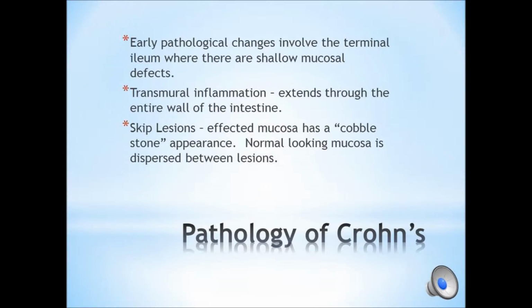Pathology of Crohn's is what's really going to differentiate it from chronic ulcerative colitis, and at the end of the presentation, there will be a compare and contrast between the two. With respect to Crohn's, early pathological changes involve the terminal ileum where there are shallow mucosal defects. There's also transmural inflammation that extends through the entire wall of the intestine. And Crohn's is well known for skip lesions that affect the mucosa and cause it to have a cobblestone appearance.